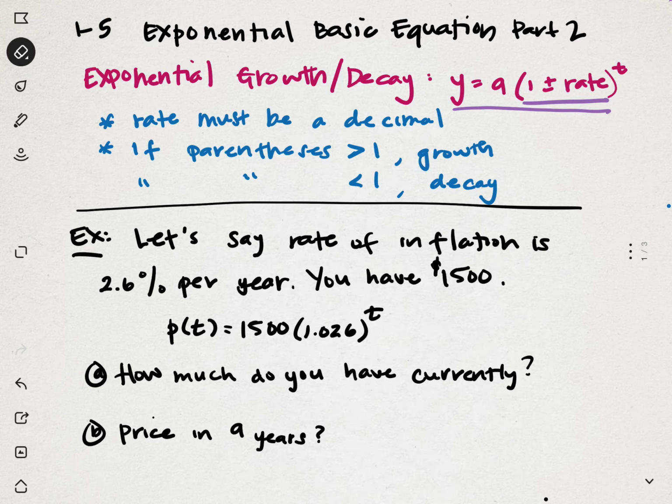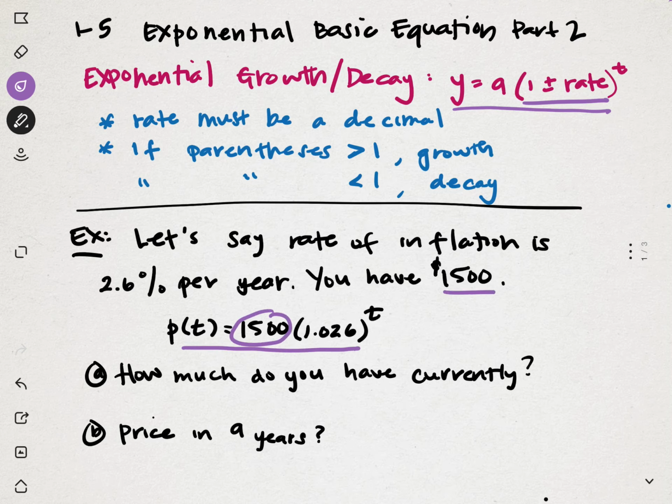So it's giving us this model here. P of t is equal to 1,500 parentheses 0.26 to the t. Now, this is not important as much in this problem, but let's go ahead and point out some things about the equation. So $1,500, that's how much we started with, right? That's the initial amount that we've been talking about, right? That goes in front of our parentheses.